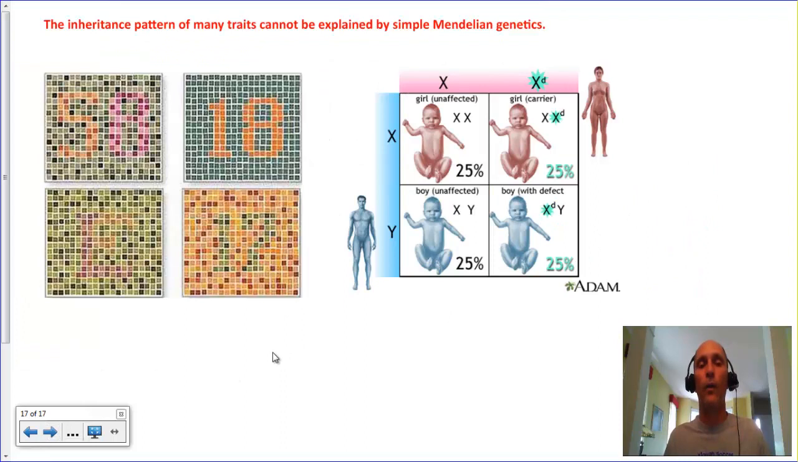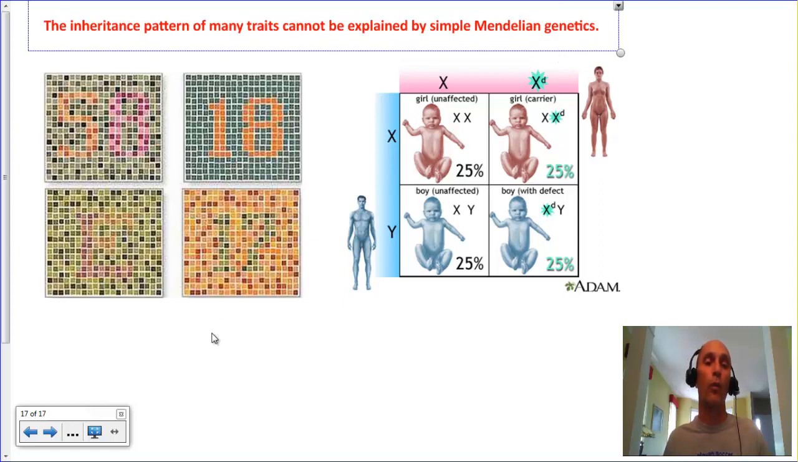All right, so that allows us to say that Mendel doesn't explain everything. So Mendel works for what Mendel works for. Mendel doesn't work for everything. If you're a male and you cannot see these numbers easily over here, you cannot see these numbers at all, then you have color blindness. Color blindness is a sex-linked trait. It is found on the X chromosome.